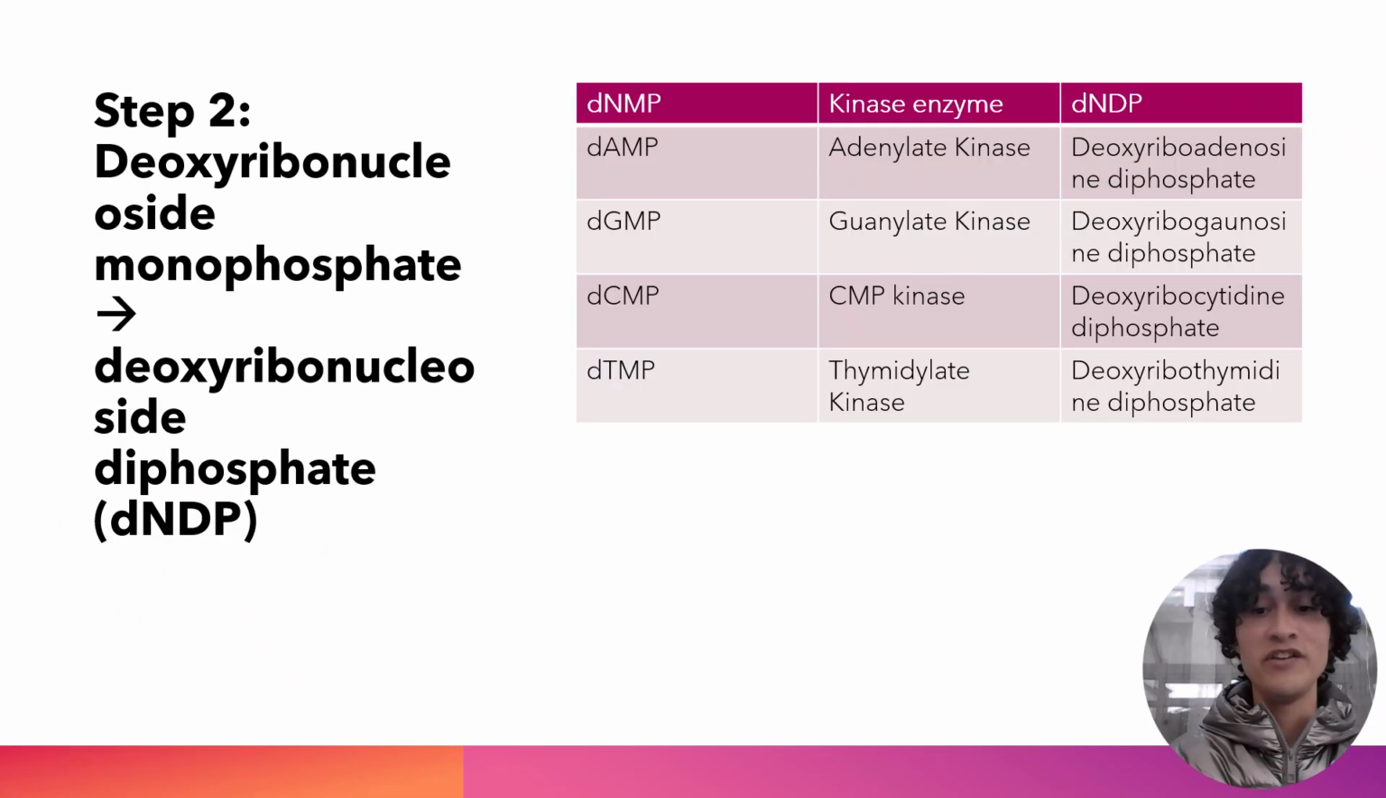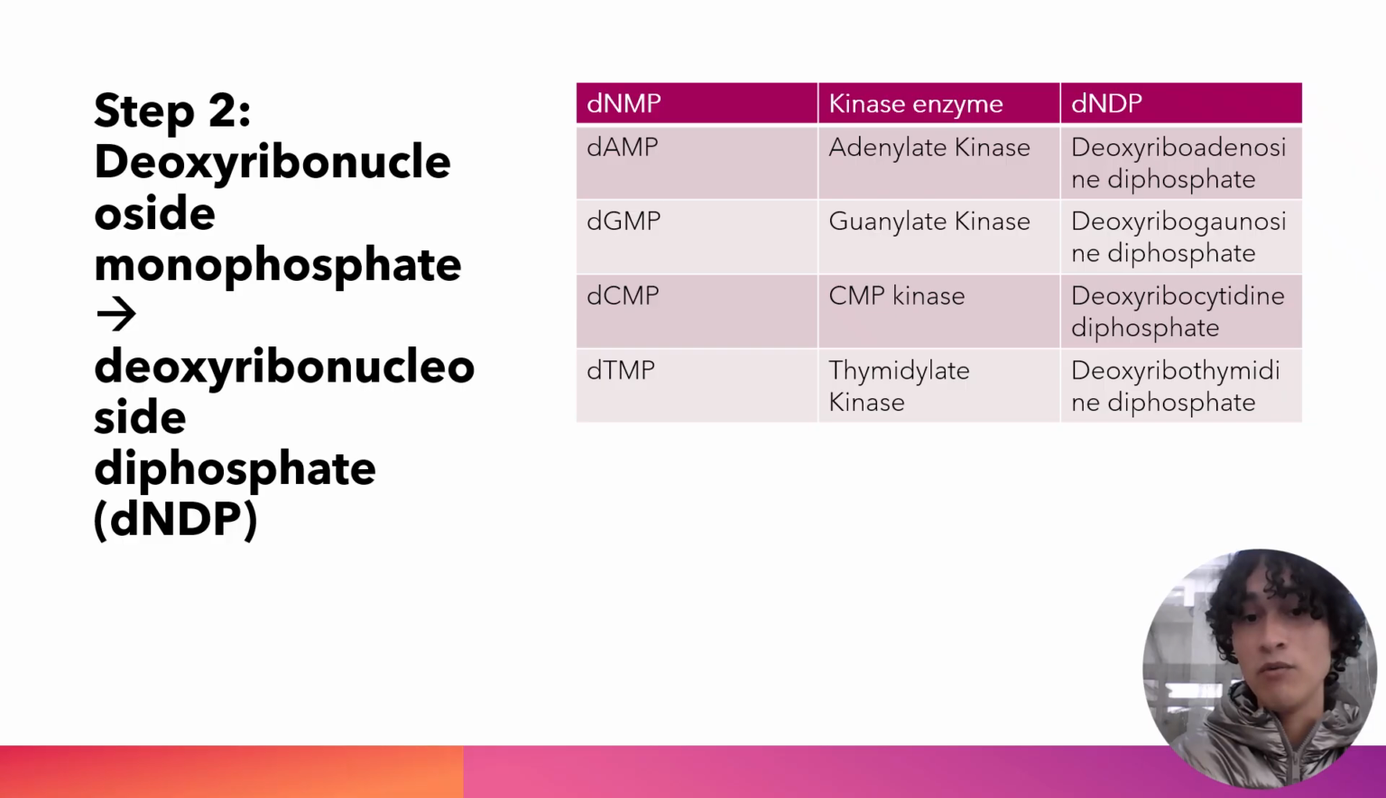So as I mentioned before, this is a stepwise phosphorylation process. So we're at step 1 now. So we've got our monophosphates. Okay, so now we need to go from a deoxyribonucleoside monophosphate to deoxyribonucleoside diphosphate. So we want to add an additional phosphate group now to the phosphate group that's linked to the deoxyribose sugar. Now, the enzymes that do this respectively, so we've got our deoxyadenosine monophosphate here, the kinase enzyme that catalyzes that phosphate transfer between ATP and dAMP is called adenylate kinase.